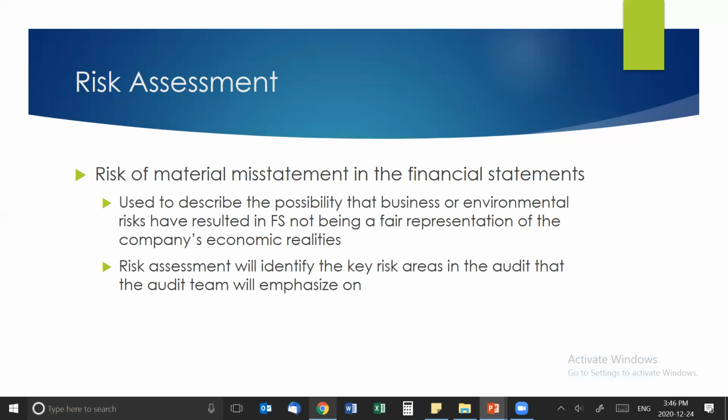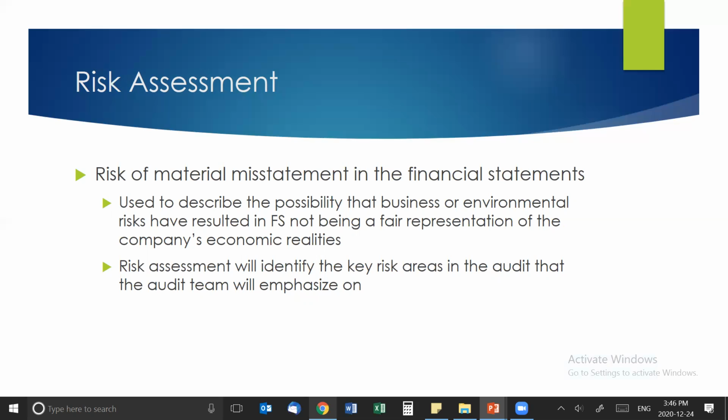So you're going to have a risk assessment. That's one of the first things that you do. You're going to look at the risk that there's going to be a material misstatement in the financial statements. So you're taking a look at all the business and environmental risks of the company, the economy. You're looking at the possibility that there are material misstatements in the financial statements.